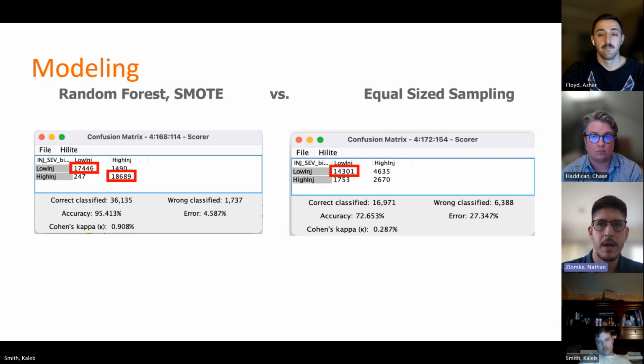Here's a comparison on what we mentioned earlier with the equal size sampling versus the random forest SMOTE sampling. So you can see highlighted on the left side, we have the true positive and true negative cases fairly equivalent to one another in a high accuracy of 95%, whereas on the equal size sampling, you really only see the majority case has a high accuracy in that portion at the expense of everything else. We also have a lower sample size and a lower accuracy. Go to the next slide.